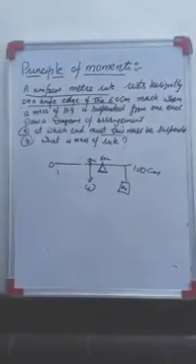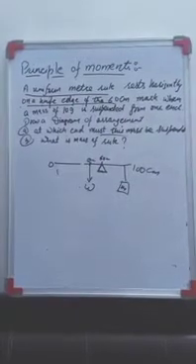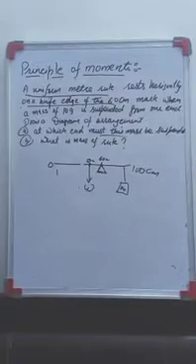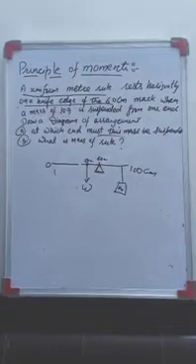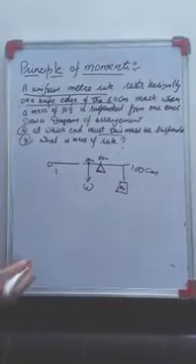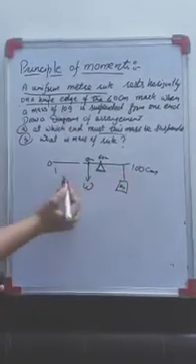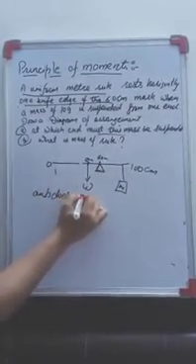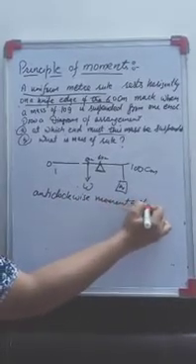Next is, what is the mass of the rule? For that, you need to understand the principle of moment. What is the principle of moment? If the clockwise movement is equal to the anti-clockwise movement, then only the object will be in a horizontal position. As it is said the scale is in horizontal condition, that means the anti-clockwise movement is equal to what?